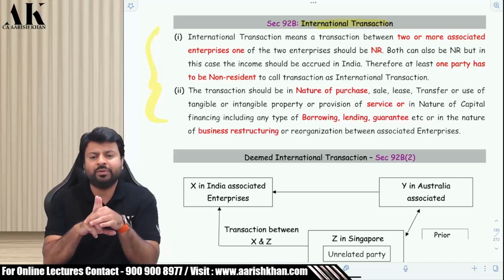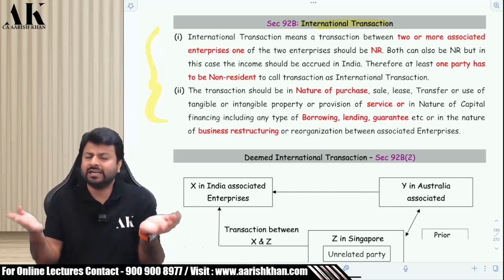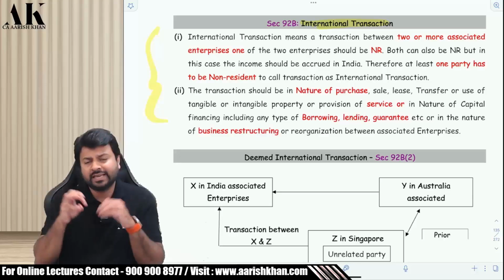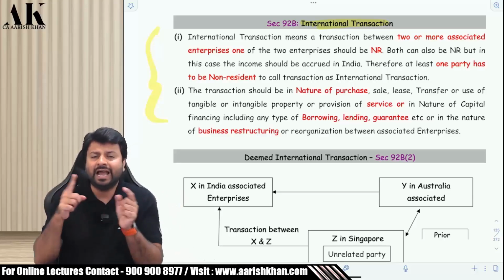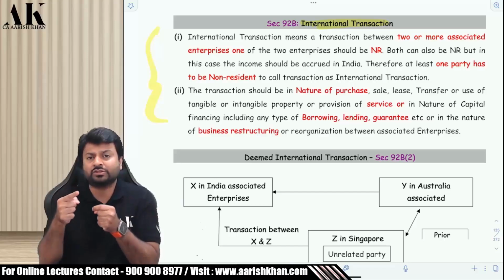and one of them has to be non-resident. Can both be non-resident? Yes, both can also be non-resident. Can both be resident? Both resident, not possible. One of them has to be non-resident and the transaction has to be between two associate enterprises.